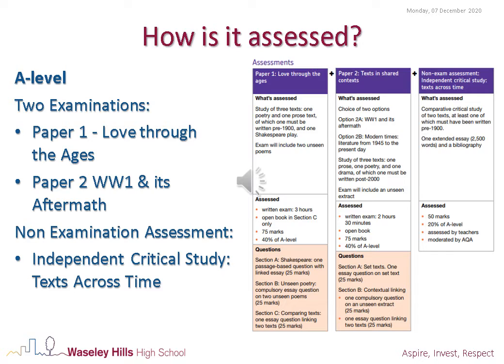There is also a so-called NEA, a non-examination assessment, and this will give you a chance to choose your own text that you'd like to provide a critical study for, and these texts will have to be across time. So one would have to be a more modern text, and one might be a text from the Elizabethan or the Jacobean or the Victorian era. But the idea is that you as a student would be in a position to make your own choices.